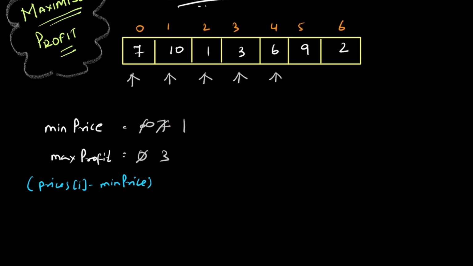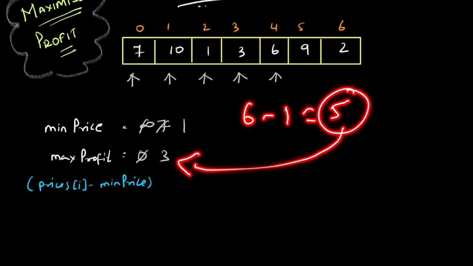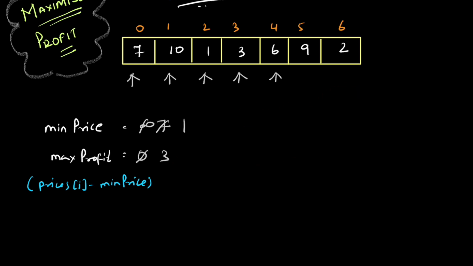But what will be the maximum profit? Maximum profit will be 6 minus 1, which gives us 5. And we'll check whether 5 is greater than 3. Yes, so we'll maximize the profit from 3 to 5. Simple. Now moving to the next index, at index 5, the price is 9.